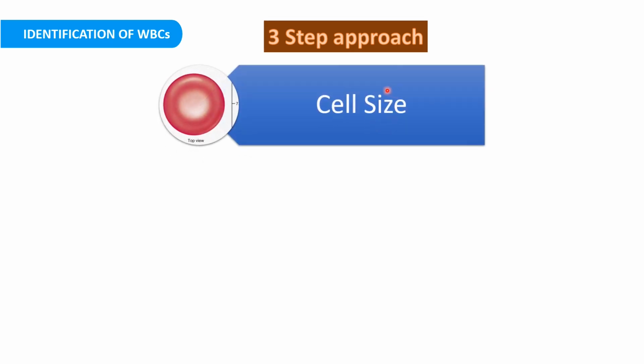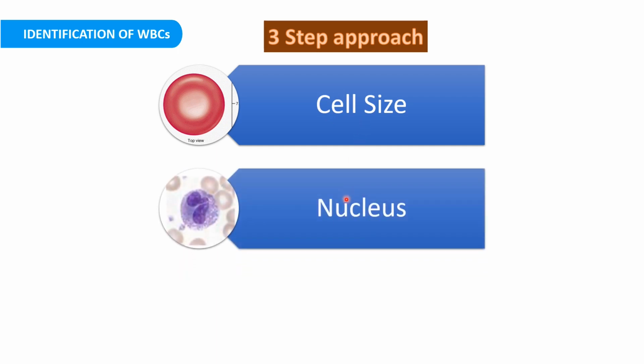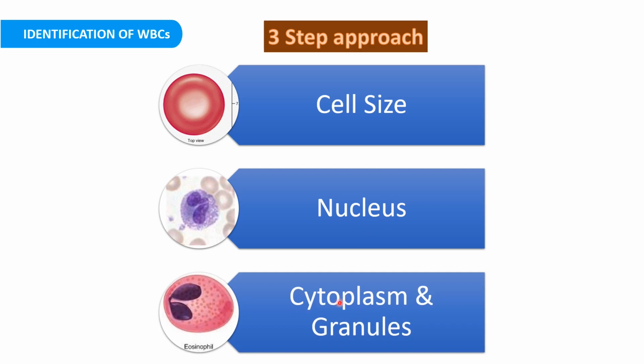First is we have to see the cell size. First you have to remember that any nucleated cell is a WBC in peripheral smear. If it is a nucleated cell, find out the cell size. Then see the nucleus of that cell, and then find out the cytoplasm and granules. If you follow this 3-step approach, you will easily identify the WBC. One by one we will find out the importance of each step in the next slide.